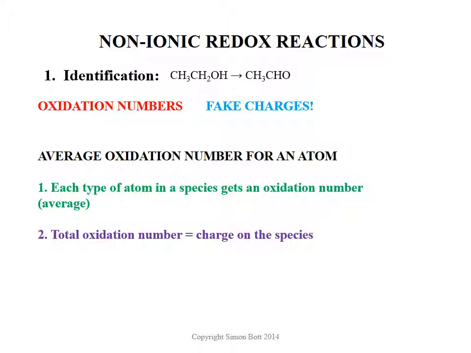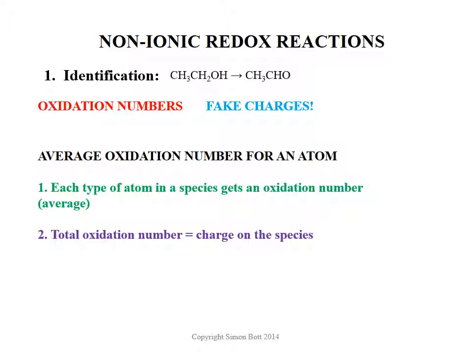The total oxidation number, when you add up all the oxidation numbers in a species, a molecule, an ion, whatever, has to equal the charge on that species, because of course the oxidation numbers are either the charges or the fake charges. Okay? And sometimes this is all you need.